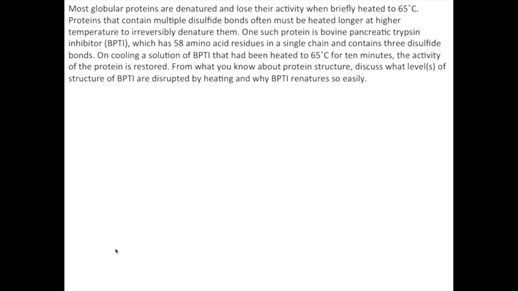In this question, we have essentially four key pieces of information to consider. First, most globular proteins are denatured and lose their activity when briefly heated to 65 degrees Celsius. Second, BPTI is a globular protein that has 58 amino acids in a single polypeptide chain, and BPTI has 3 disulfide bonds. Finally, unlike other proteins, after heating, BPTI is easily renatured. It folds back up into its functional form. We're asked to explain what levels of BPTI structure are disrupted by heating and why BPTI renatures so easily.